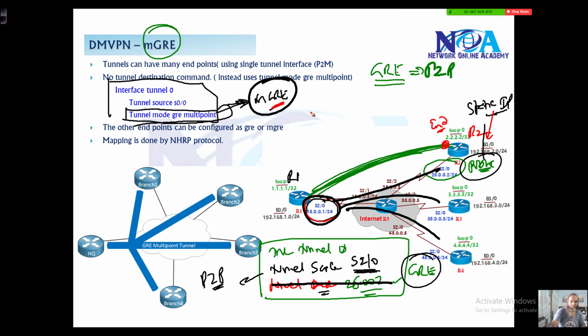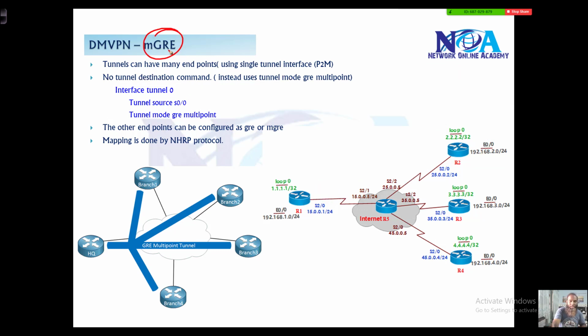But in multipoint GRE, the remote site can have a dynamic public IP. Of course, it will register itself with the help of the NHRP protocol, and NHRP will help to figure out the remote sites. The advantage of multipoint GRE is that we don't need the tunnel destination command. Instead, we'll be using the tunnel mode command. So there's no tunnel destination command used here.